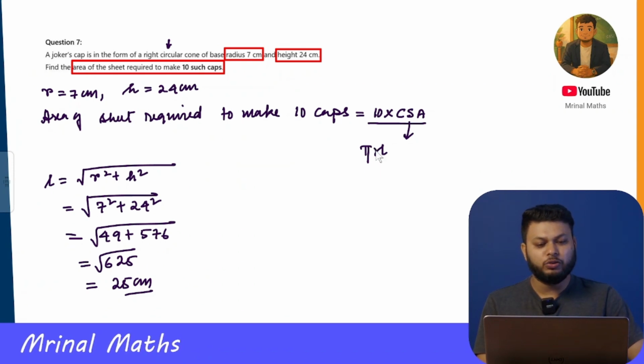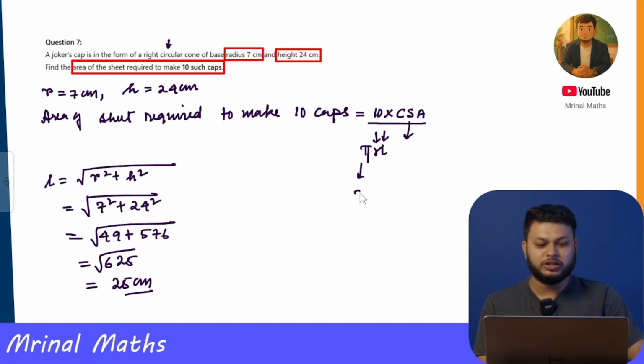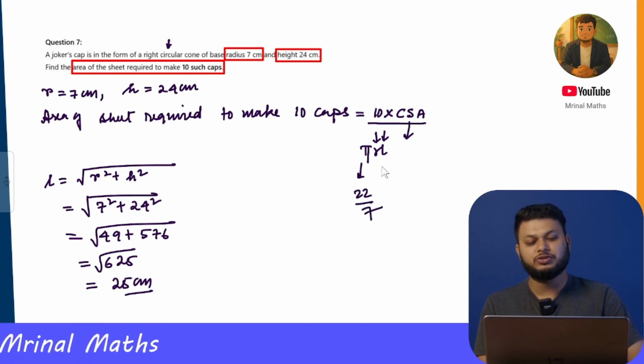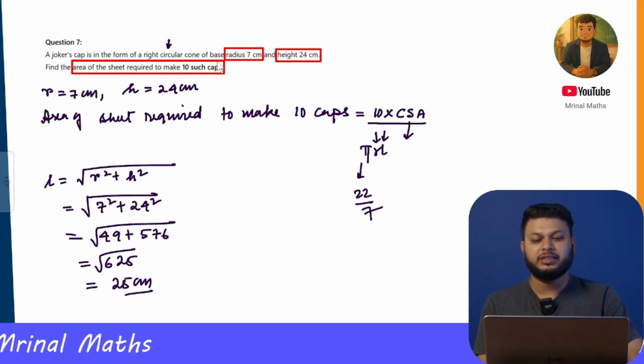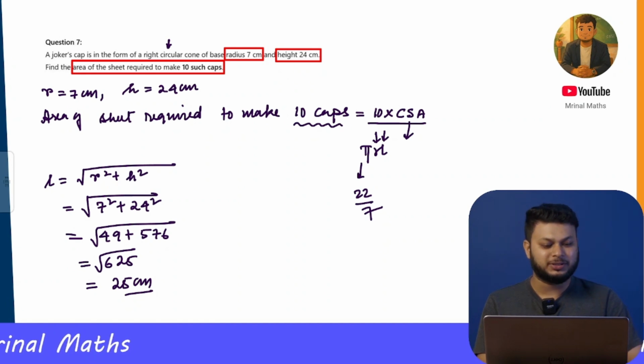Now see, you got the value of r, you got the value of l. The pi value is 22 by 7. All the values are known, multiplied by 10. That should give you the total area of the sheet required to make 10 joker caps.